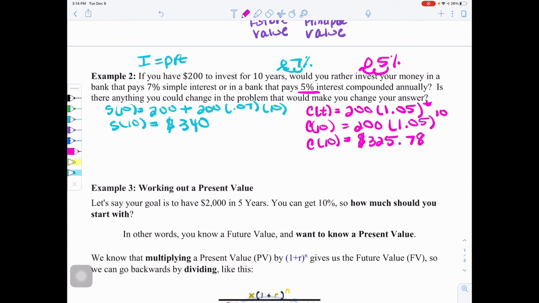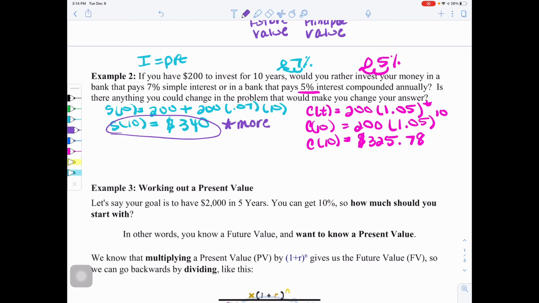And I would end up with, if I use my calculator, 325.78. So if I'm looking at these two values and I have to decide where I want to put the money, I'm going to pick this one. It's more. So I would pick the simple interest bank rather than the compounded annually.